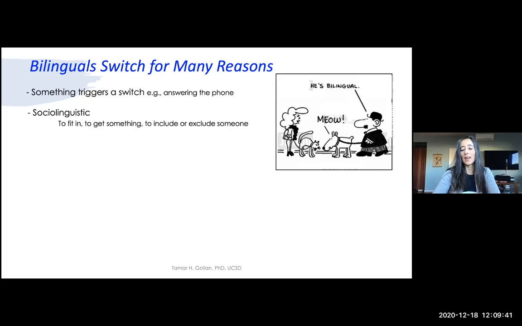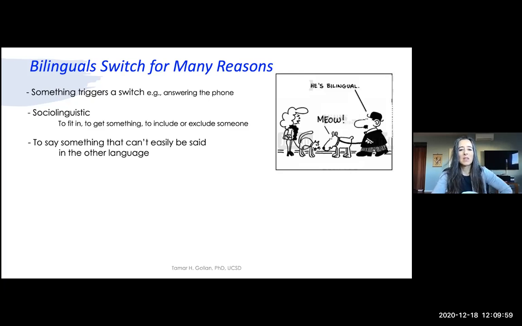So when I get really angry, I switch to English, even though we speak Hebrew at home. Most of the swear words come out in English for some reason, to include or exclude someone. So like my kids know if I switch to English, I'm really, really angry. To say something that can't easily be said in another language. To express emotion or for emphasis.